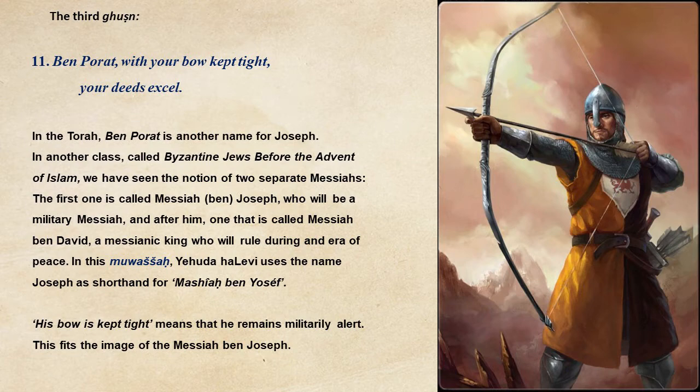The first line is of the Hosen, Ben Porat, with your bow kept tight, your deeds excel. In the Torah, Ben Porat is another name for Joseph.